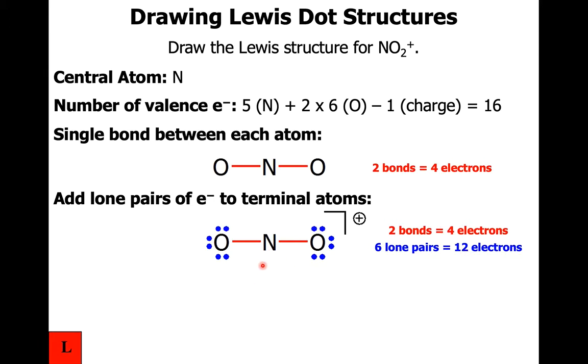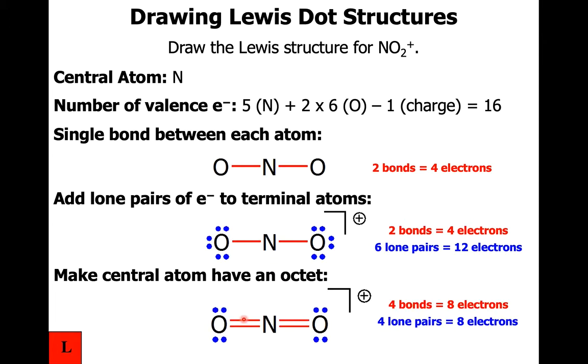But not everybody's happy. The nitrogen at the moment only has 4 electrons around it. And so the central atom, in order for it to have an octet, has to form a double bond to both sides. Now all the atoms are happy. The oxygen 2, 4, 6, 8. The other oxygen 2, 4, 6, 8. And the nitrogen 2, 4, 6, 8. And all of these have to total up, of course, to 16 electrons.